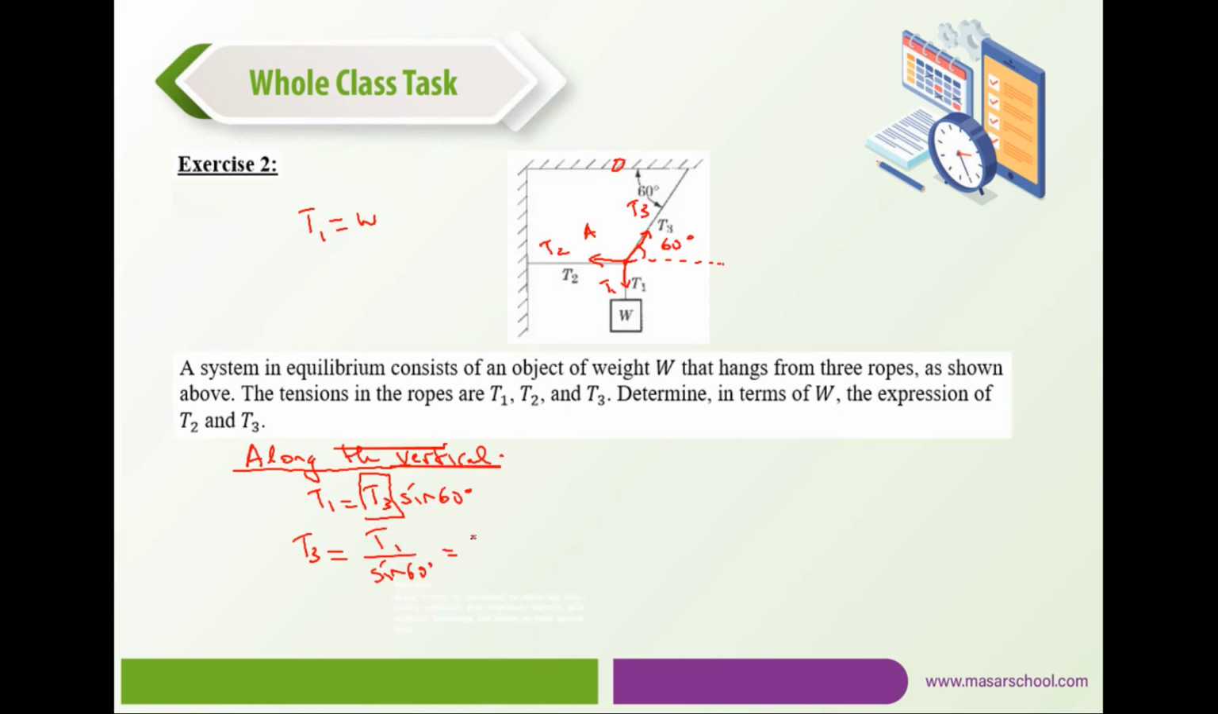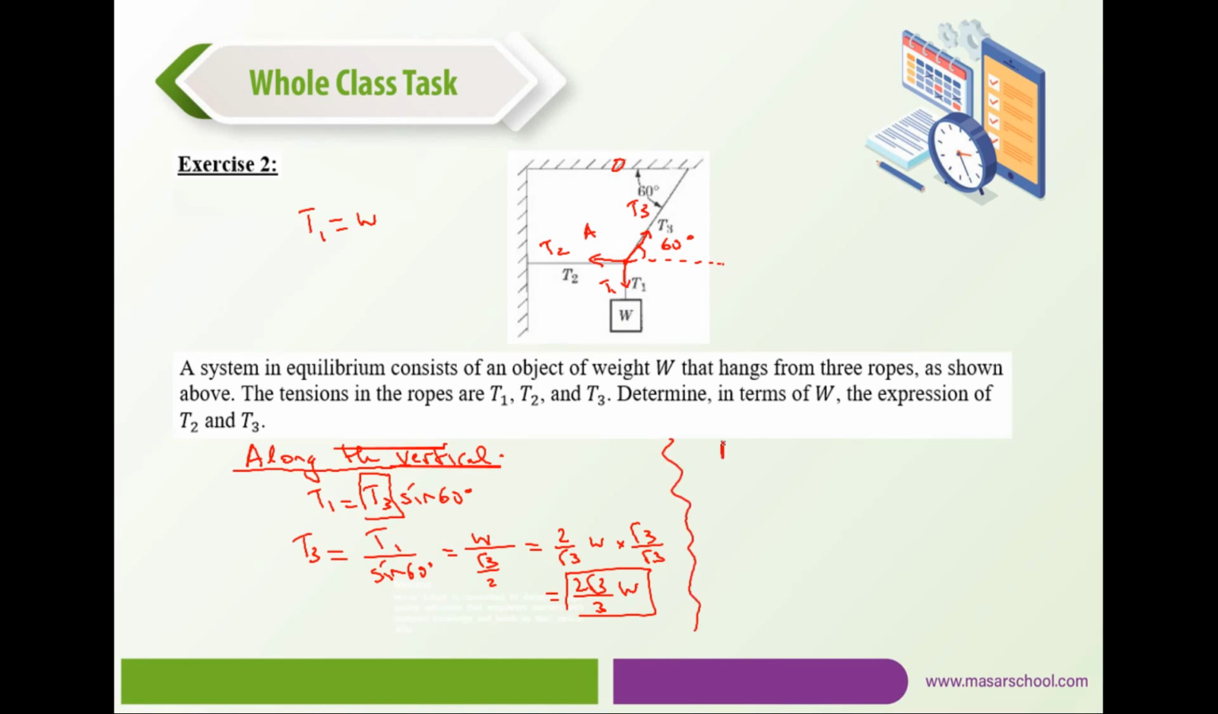Now the value of T1 is given by W, sine 60 is given by radical 3 over 2. Now that would be 2 over radical 3 multiplied by W. We can rationalize by multiplying by radical 3, and that would be eventually 2 radical 3 divided by 3 multiplied by W. Then that would be the expression of T3.